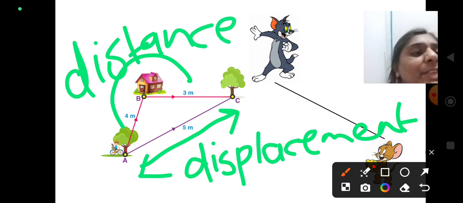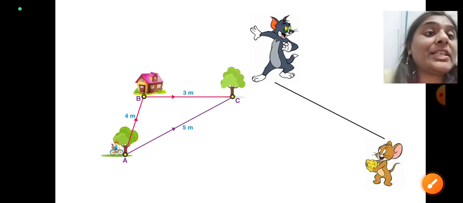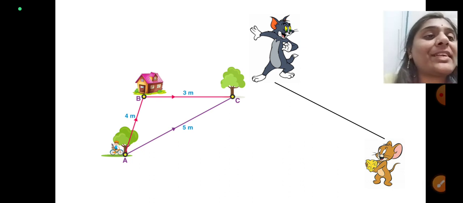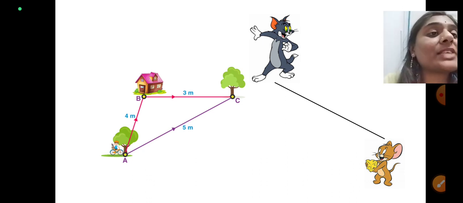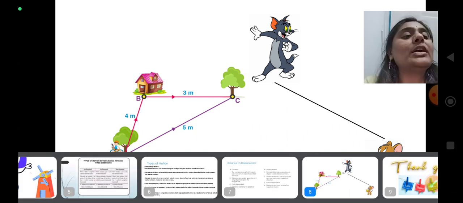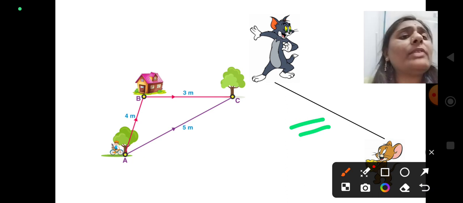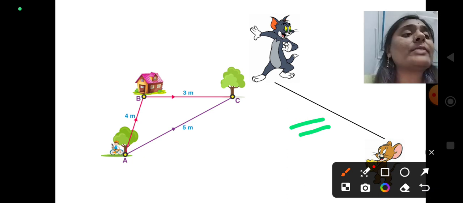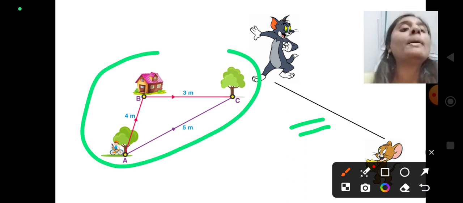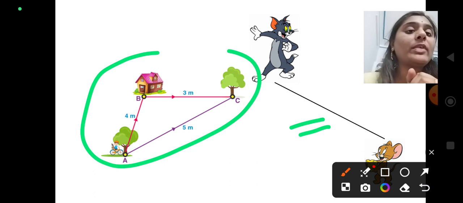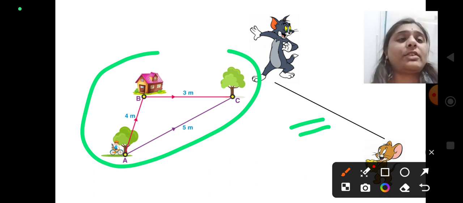Now see, Tom and Jerry are standing here, right? If Tom wants to come directly, what is he doing? He is performing the displacement. Yes, he is very smart. He is directly coming. He is not going anywhere and wasting his time. So in this case, what will happen? Distance will be equal to the displacement. So one thing we can learn from this is that distance and displacement may be equal. Also from this example we can learn that distance may be greater than the displacement, but it will not be less than the displacement, because displacement is the shortest path covered by the object, right?